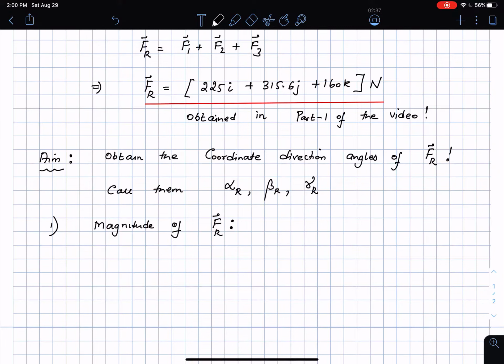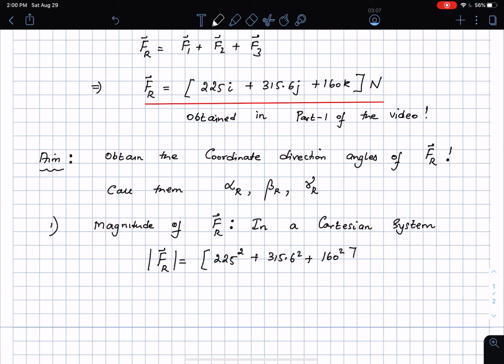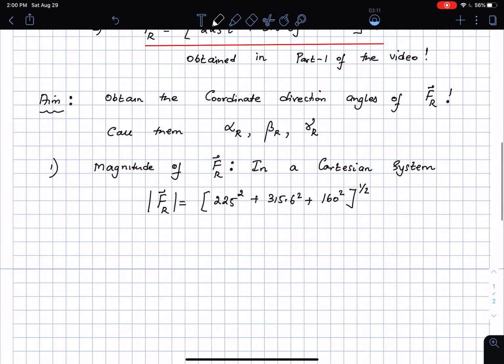Okay, how to find the magnitude? Since it's a Cartesian coordinate system, you can do the sum of the squares and take the square root of the components. So in a Cartesian system, Fr is going to be the square root of 225 squared, 315.6 squared, and then 160 squared. Which will tell me that Fr without the arrow, which is the magnitude of this guy, is going to be approximately 419.3 newtons. Okay, so this is the magnitude. Alright, fantastic. So we have the magnitude.